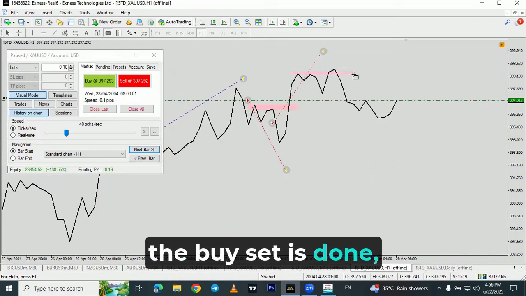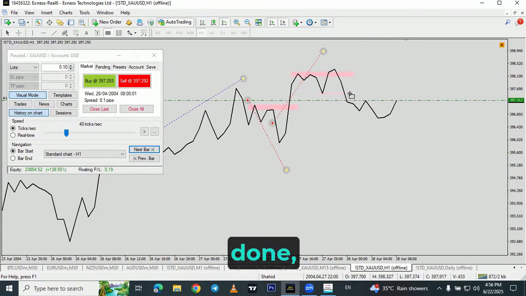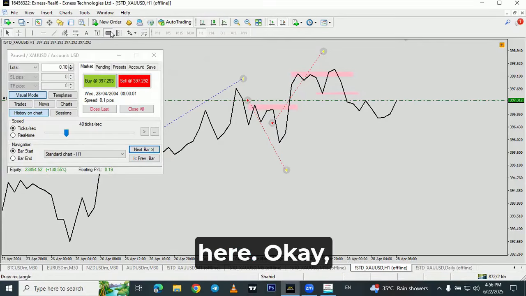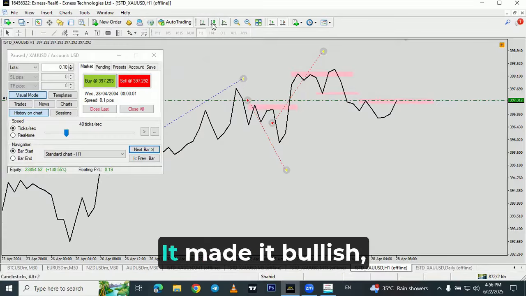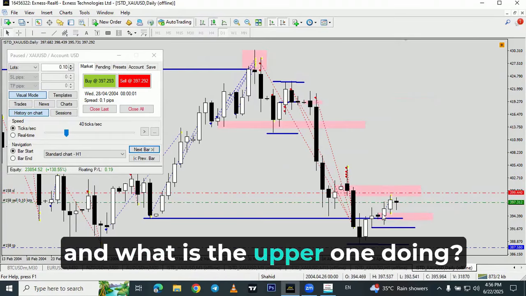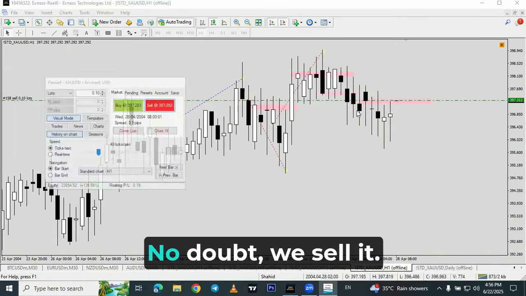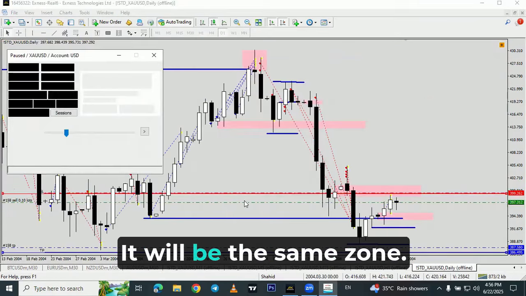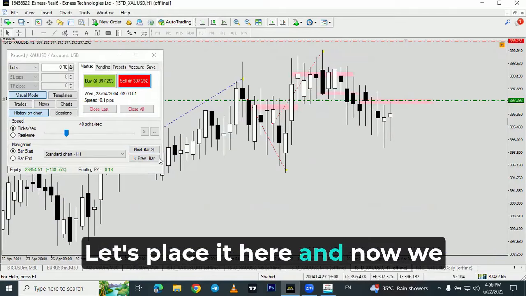The buy set is done and the sell set is also done, and now its range liquidities are lying here, which the market is picking here. Okay, what did the lower one do? It made it bullish, and what is the upper one doing? It's making it bearish. No doubt we sell it. And what will our target be? It will be the same zone. Let's place it here, and now we play it.